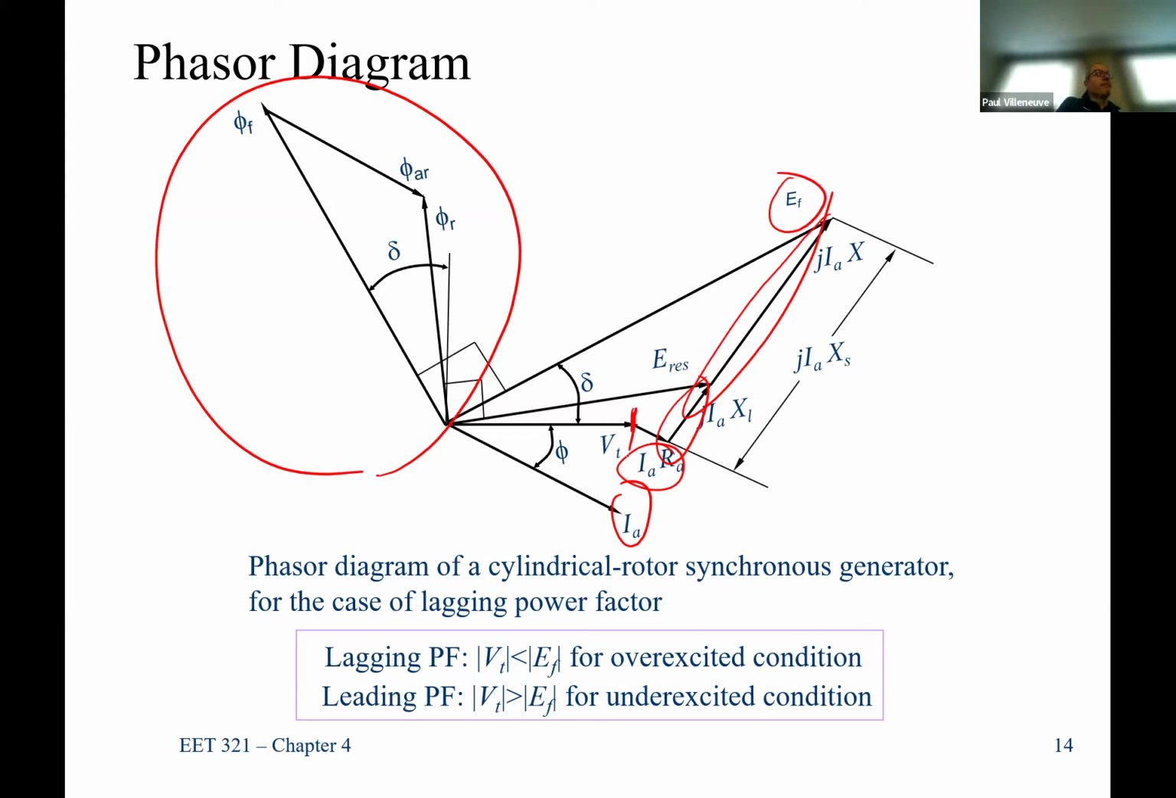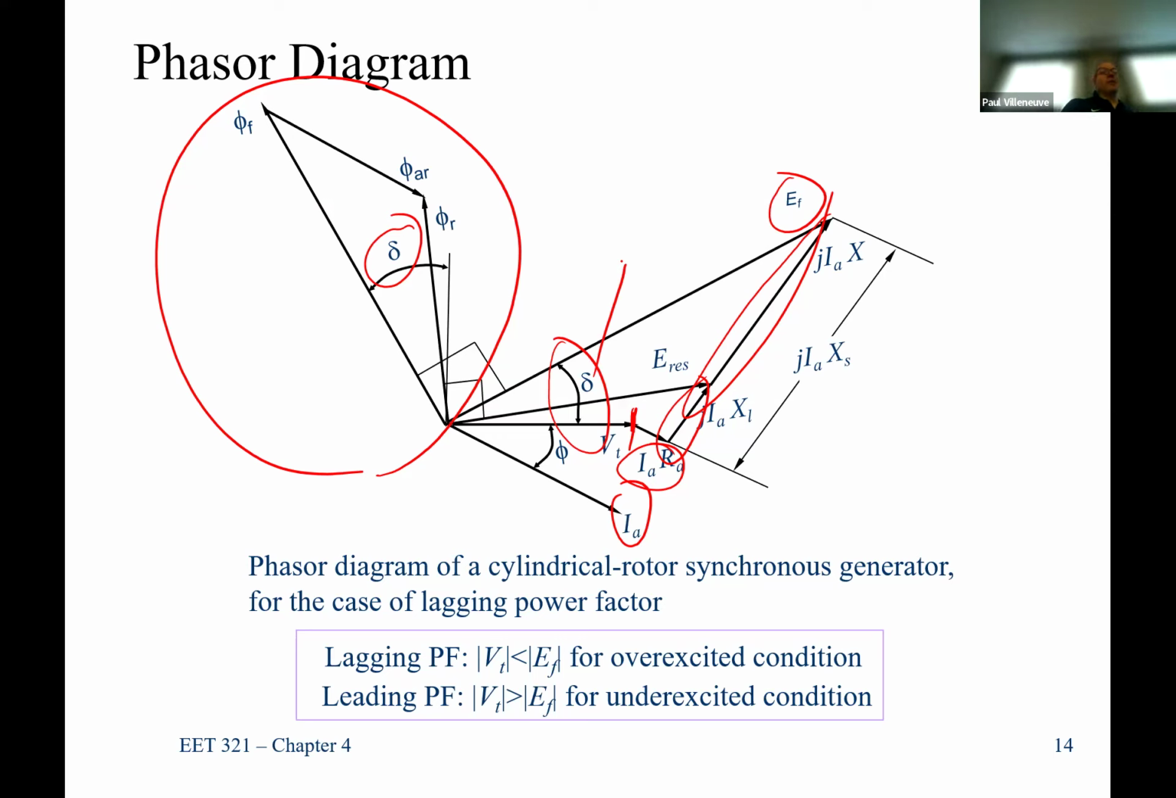Okay. I have a delta here. This is the angle between EF and VT, which happens to be the same angle as over here. Do you remember what I called that angle when we looked at this in machines earlier, at the end of last chapter? What do we call that angle? The torque angle. So this delta actually tells you how much power this machine is outputting.